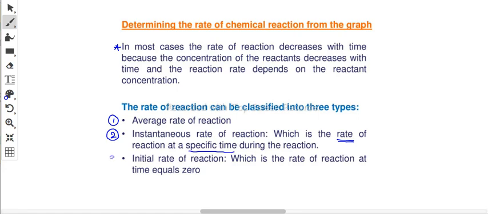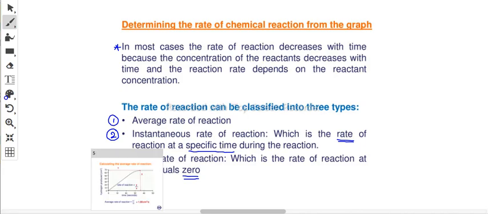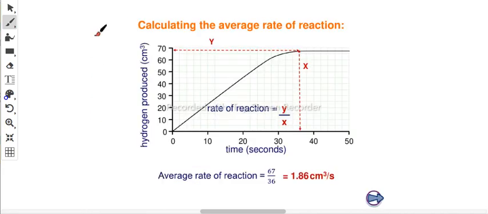Number 3, we have the initial rate of reaction, which is the rate of reaction at time equal to 0. Through our lesson for today, we're going to be able to measure, calculate and determine these three main types of rates: average, instantaneous at a specific time given, and finally the initial rate of reaction. We will start firstly with calculating the average rate of reaction.